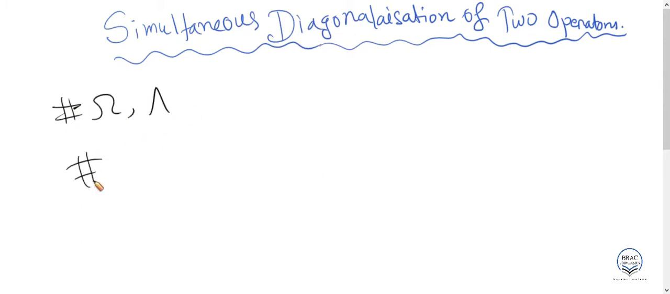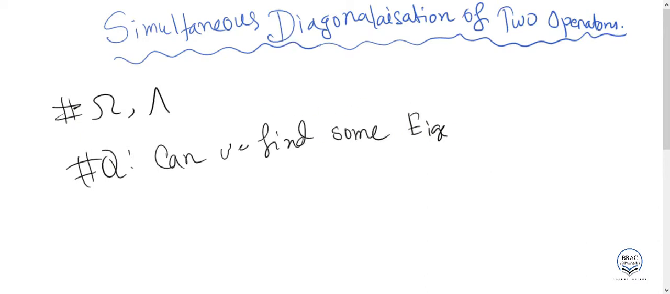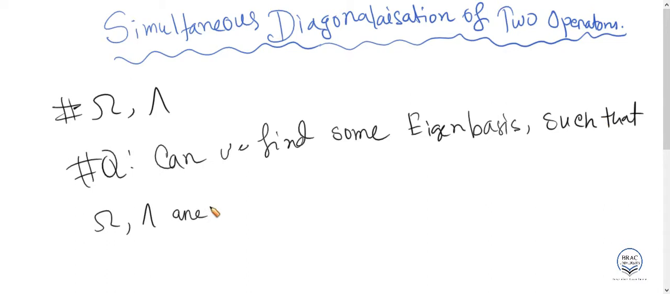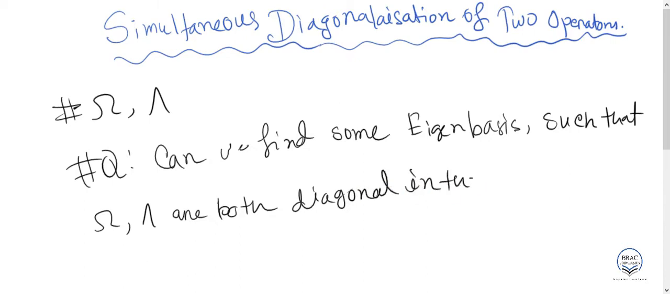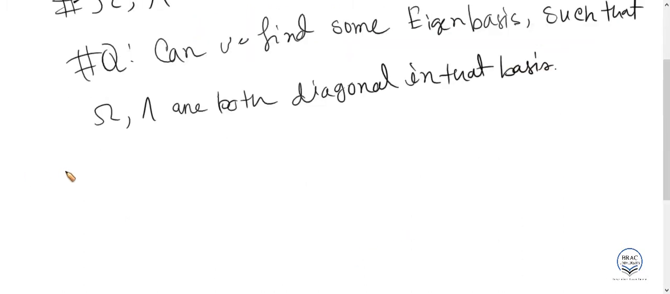The question is, can we find such eigenbases, such that omega and lambda are both diagonal in that basis? This is the question we are asking. So let's try to find out the answer.